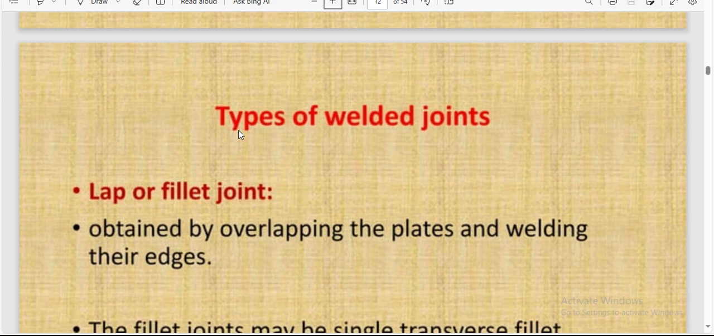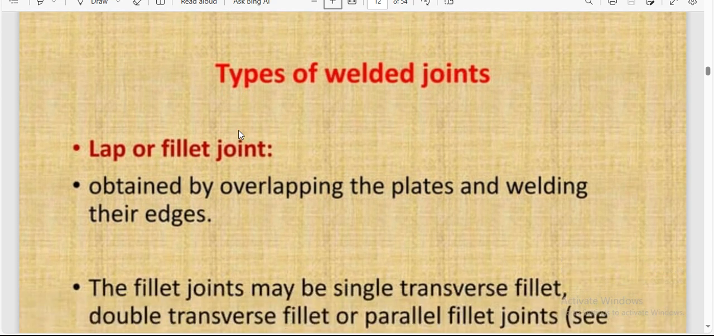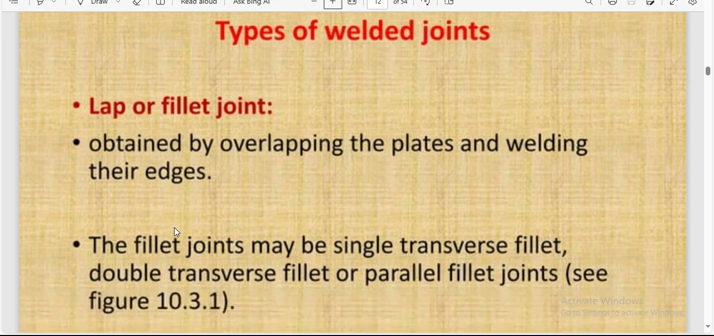Types of welded joints. Types of welded joints include lap or fillet joints, obtained by overlapping the plates or base metals and welding their edges. After the plates are overlapped, we weld around the edges of those plates. We call this a lap or fillet joint. The fillet joint may be single transverse fillet, double transverse fillet, or parallel fillet joints.